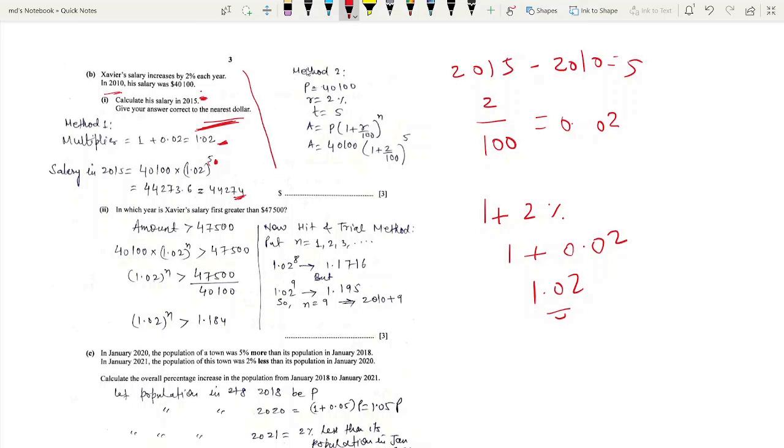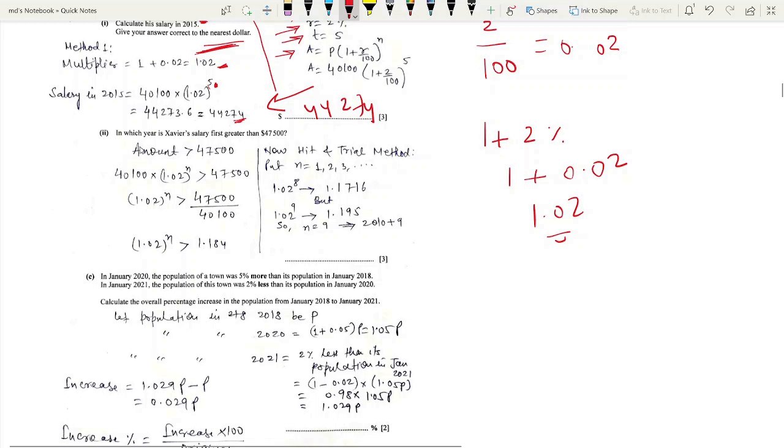This is multiplier concept. Now method 2. Method 2, I have applied compound interest formula. P is given. P means initial value which is given to us. R means rate, and T means time. Amount has formula A equals P times (1 plus R over 100) to the power n. Again, you can put all this information. P 40,100, 1 plus 2 over 100 to the power 5. And if you use calculator, again you can get the same value. Okay, so here you can write 44,274.